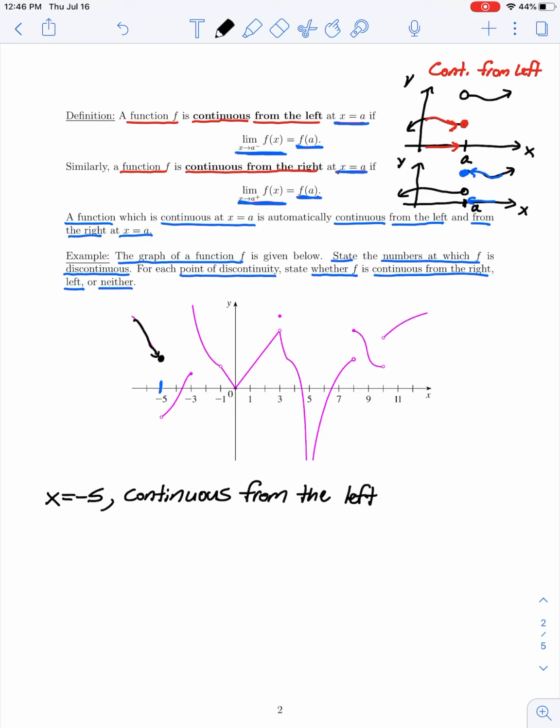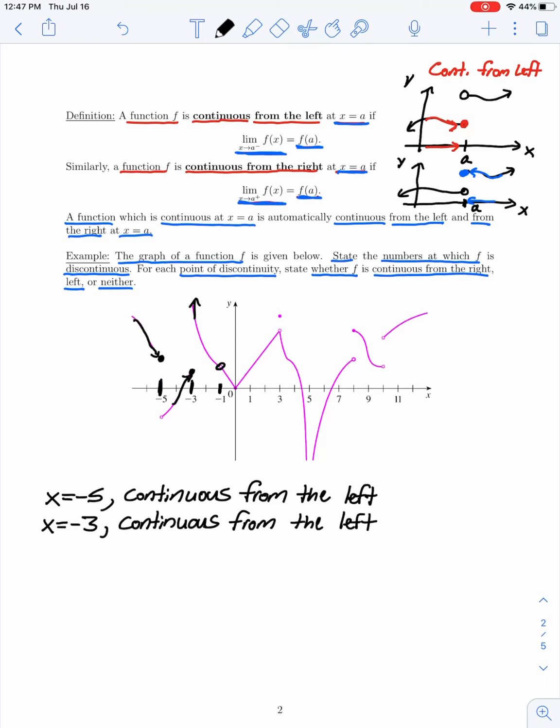Now our next point of discontinuity would be at x equals -3. We see again we have a vertical asymptote because as x approaches -3 from the right, our function is increasing without bound. However, at x equals -3, the function is defined, and the left-hand limit is equal to the value of that function. So again, we would say our function is continuous from the left at x equals -3.